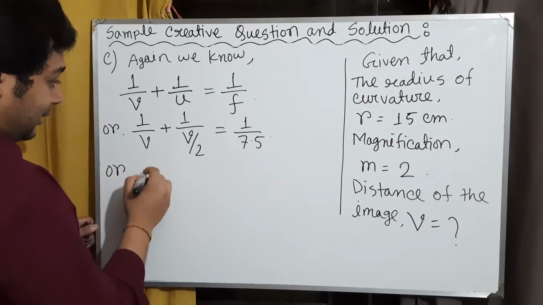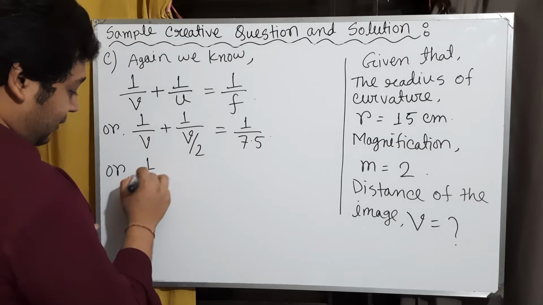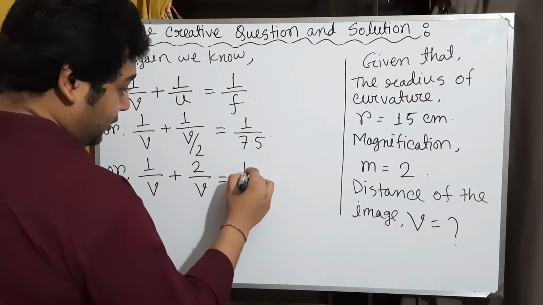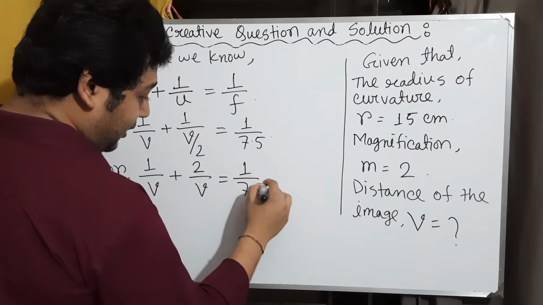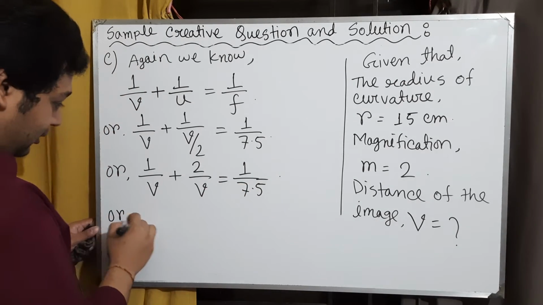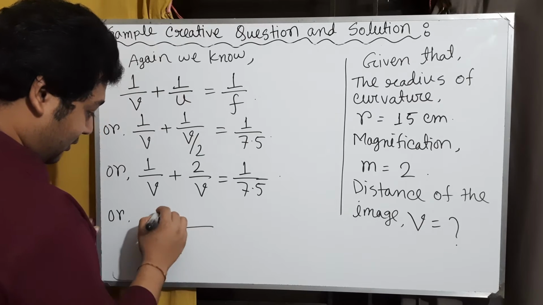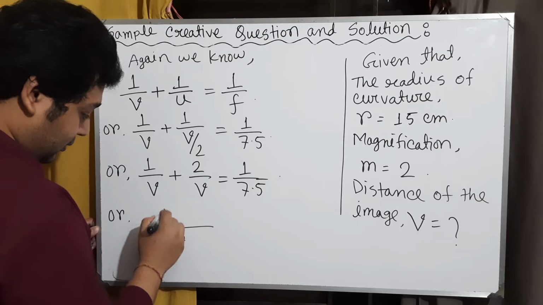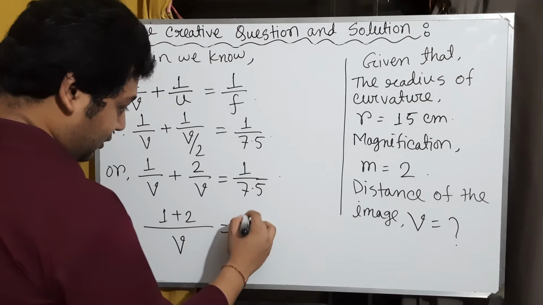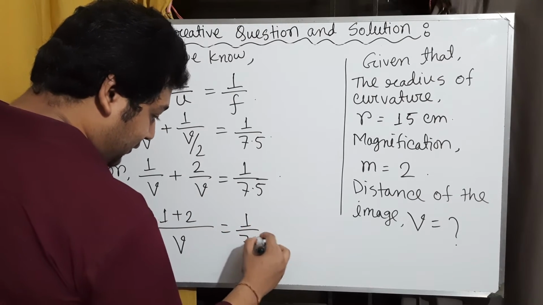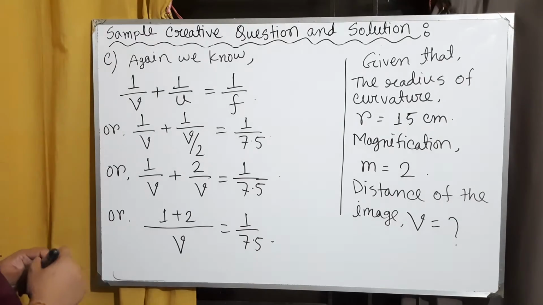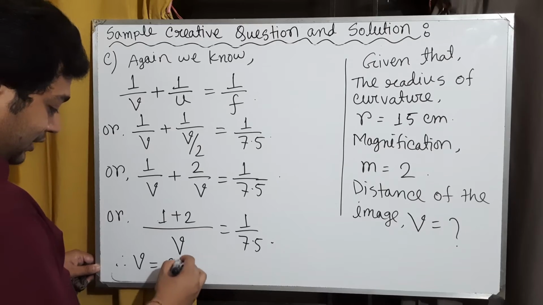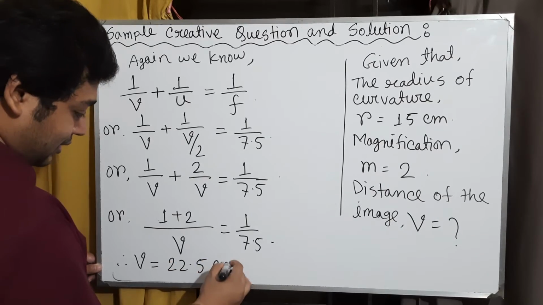Again we can write 1/v + 2/v = 1/7.5, or here the LCM is v, so (1 + 2)/v = 1/7.5. And finally we get v = 22.5 centimeters.